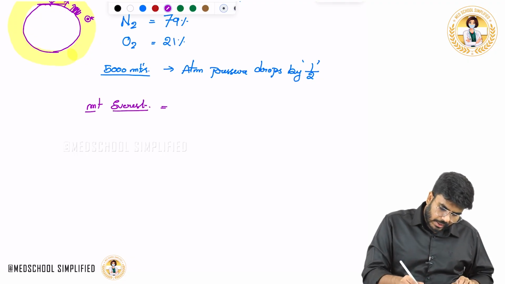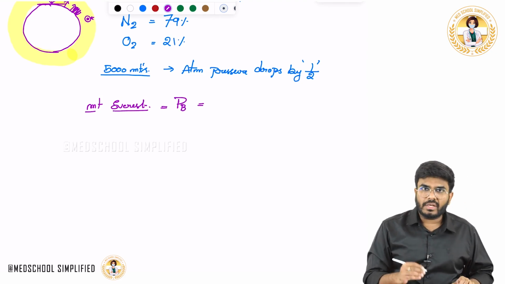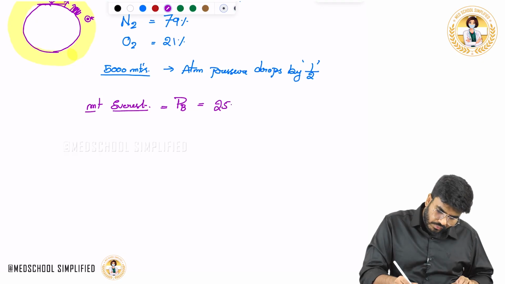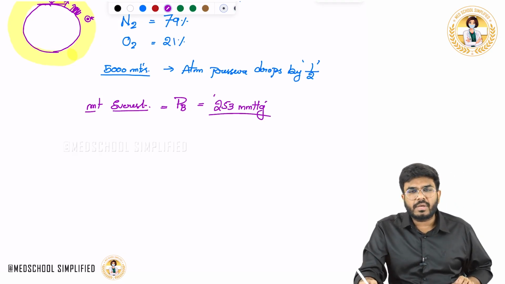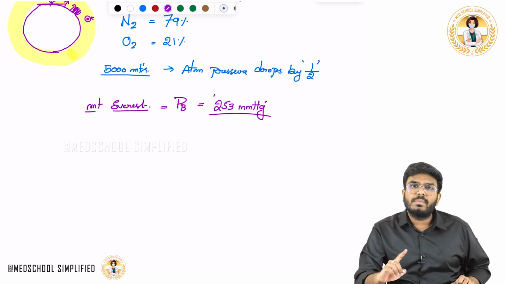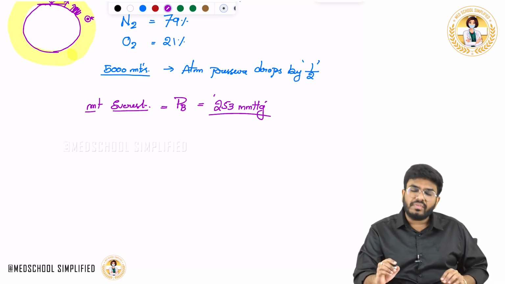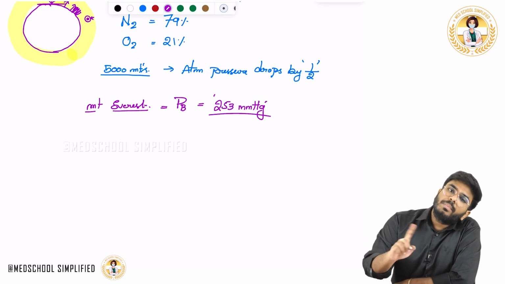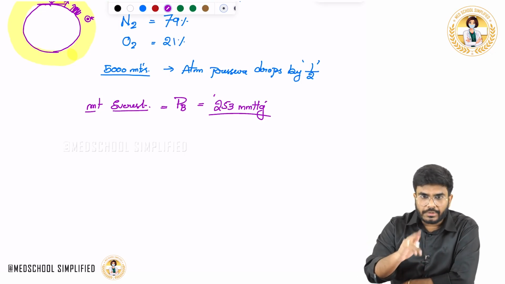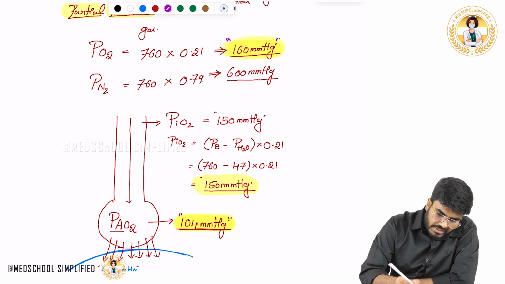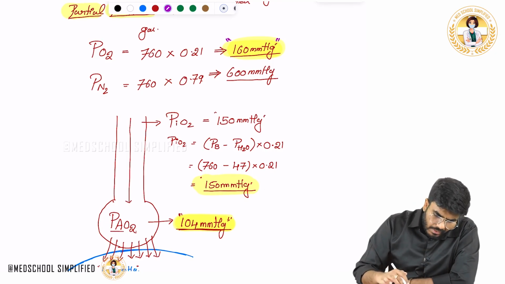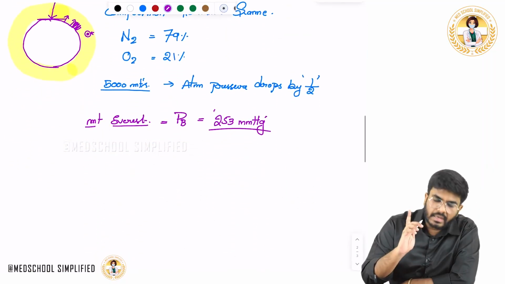The atmospheric pressure, the barometric pressure at that area is going to be 250. To be precise, 253 mmHg. Normally here at the sea level, the atmospheric pressure is 760 mmHg. But at Mount Everest, what is the environmental pressure, or the atmospheric pressure? It is just 253 mmHg. Now let's calculate the partial pressure of oxygen. Here at the sea level, the partial pressure of oxygen is 160 mmHg. We have calculated it. But what is the partial pressure of oxygen at the Mount Everest level?